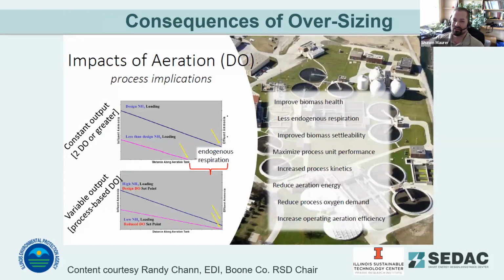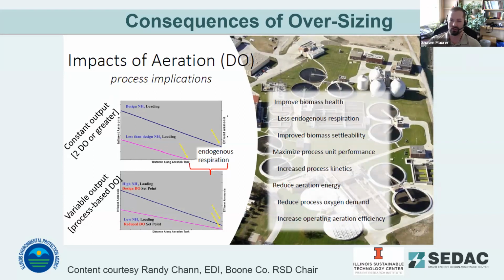Some consequences to oversizing your aeration basins. This was content that was given to us by Randy Chan at EDI, and I want to thank him for his input on this presentation. The chart that we're looking at here shows a fixed DO set point operating at 2 milligrams per liter. But once the BOD in that basin is oxidized, the microbes are starved for resources. And so you start having endogenous respiration in that aeration basin where essentially it's acting like an aerobic digester. You've got a lot of tank capacity there that isn't being used for its intended purpose, and you're wasting some aeration energy.